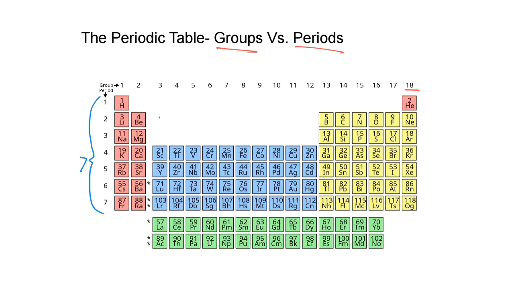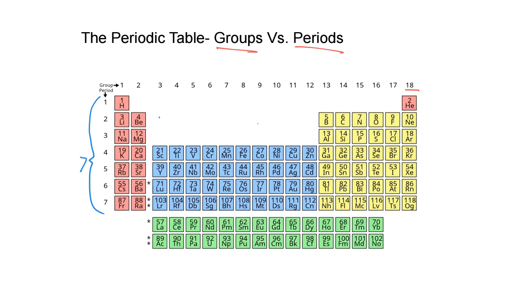Something that's really nice about the way that this is laid out is that elements in similar groups have similar properties to one another. And that's why this kind of half-pipe design is so that we could better line up elements that have similar properties, and we're going to talk about those different groups now, but don't mix up your groups and your periods.